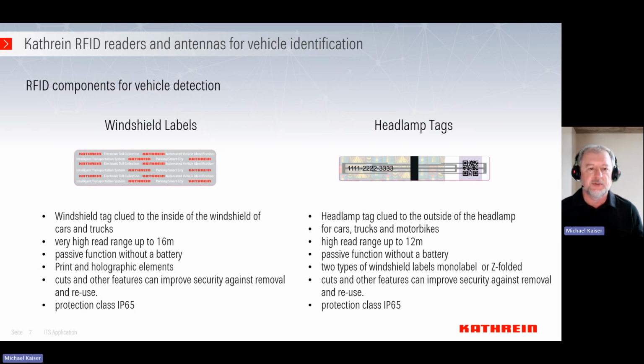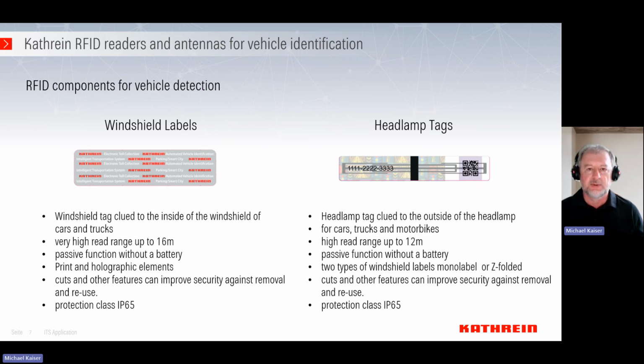You can do energy harvesting for the windshield labels and for the headlamp tags, and with this, it's enough energy to run the system. We can add some print elements or some holographic elements to give more security or more information to the user, and we have some pre-cuts and other features to be secured against removal or reuse. So if you remove the transponder from the windscreen, it will be destroyed and can't be reused anymore. And also here we have protection class IP65 to run the device outdoors on cars 24/7.